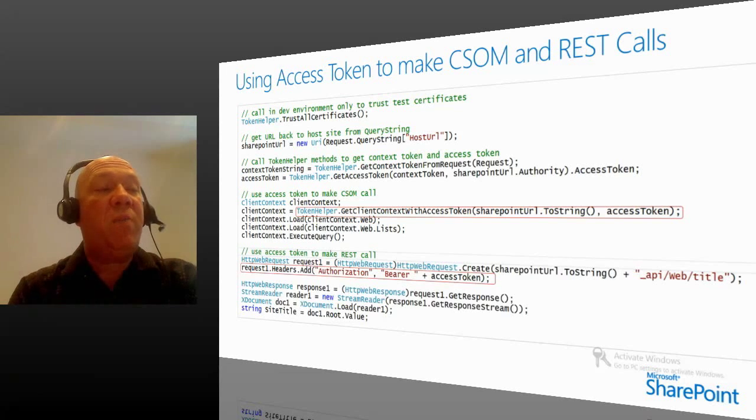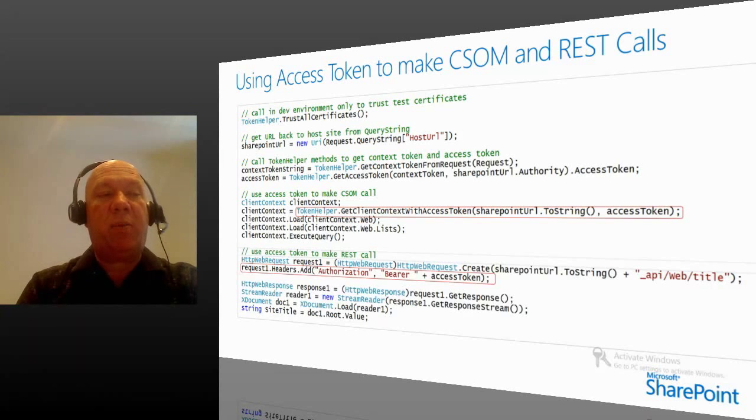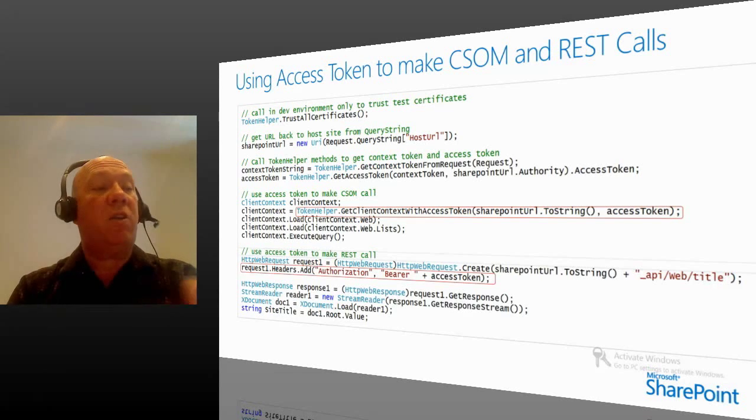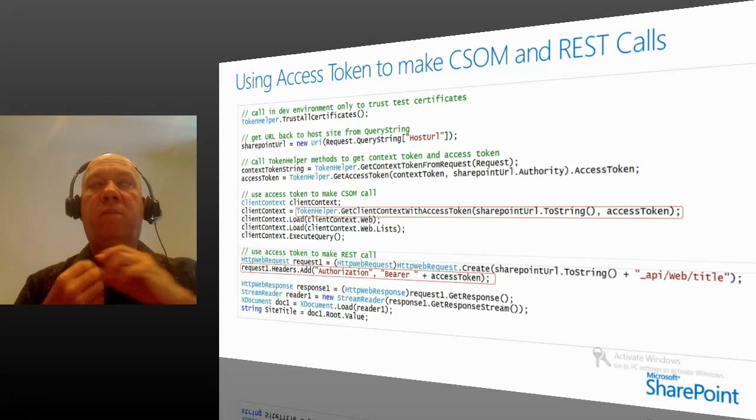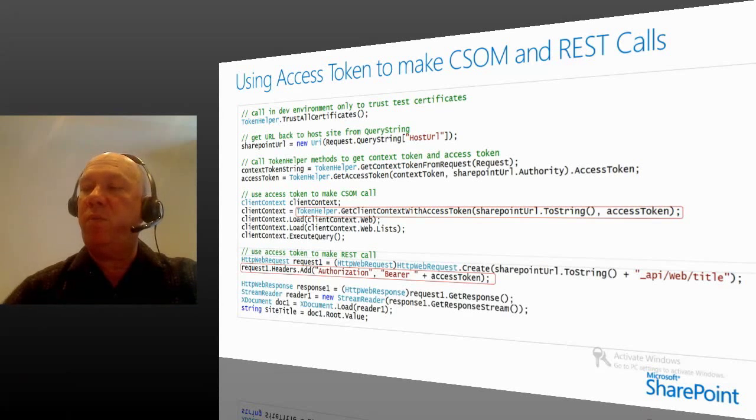So it grabs the information from the request that has the context token, the SP app token that you saw a couple of slides ago. With the token helper, you can now call something called GetAccessToken. You pass in the context token and you pass in the SharePointUrl.Authority, which is the URL for the secure token service that happens to be set up there. GetAccessToken will take that information, build an HTTP call that will send off to the secure token service along with your context token, get back a result, parse that result, and provide you with an access token. And so now you have an access token.